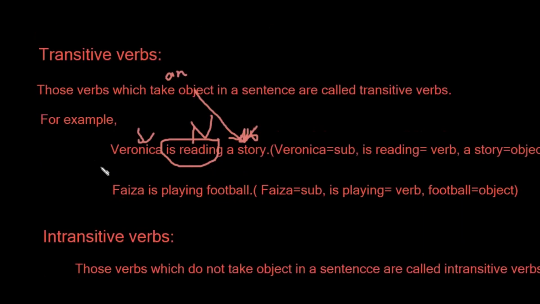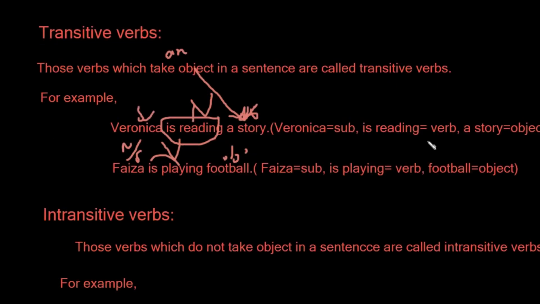All right. The second sentence we have: Faiza is playing football. So Faiza is a subject, is playing is a verb, and football is an object. So of course it is a transitive verb, because all the transitive verbs will take an object. Just remember that all the transitive verbs will take an object.